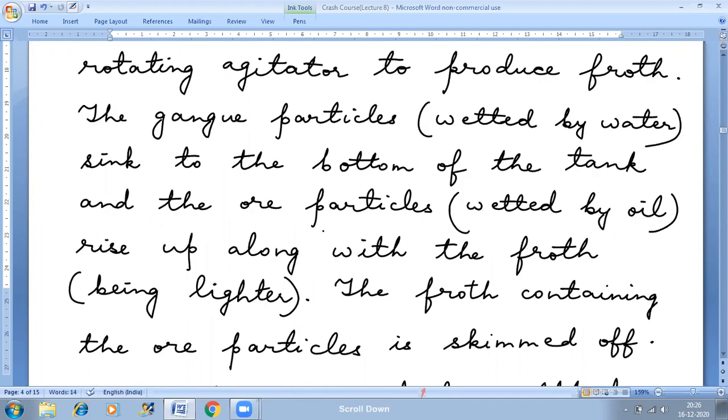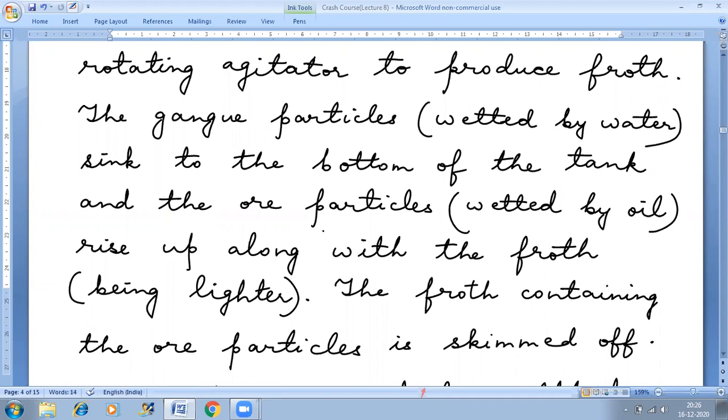So the froth containing the ore particles is on the top surface of the tank and so it can be skimmed off easily. Skimmed off means you are removing it from the surface. You have removed the entire froth containing the ore particles from the top surface of the tank.